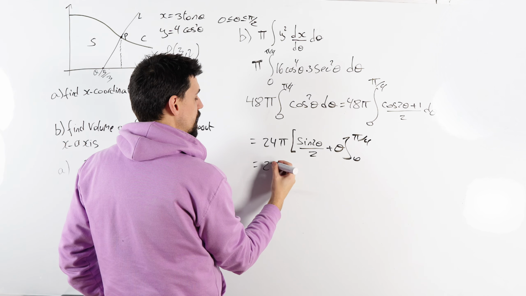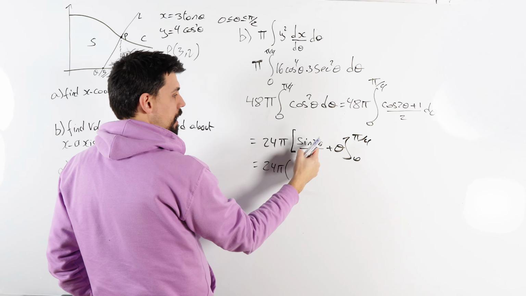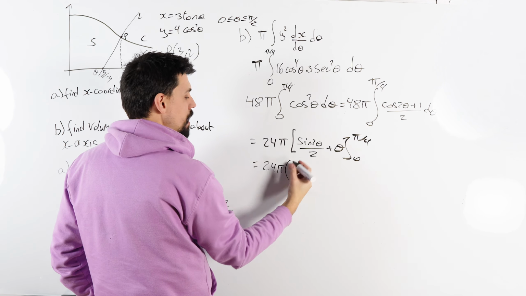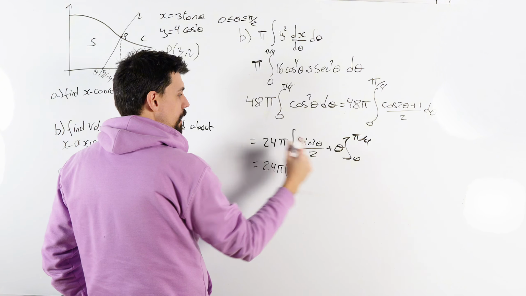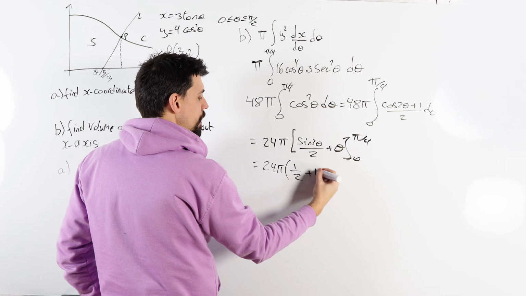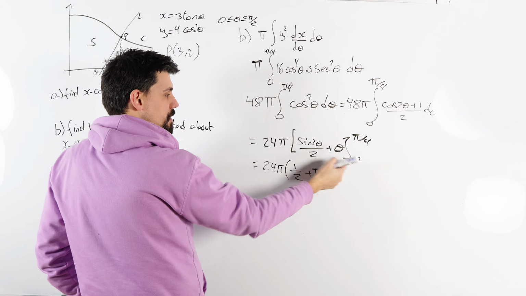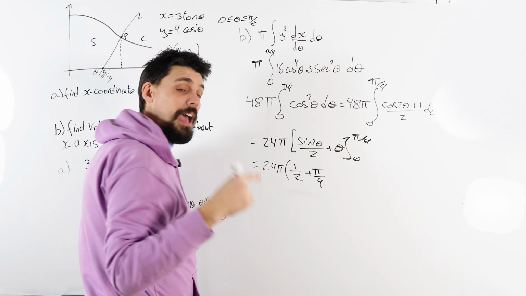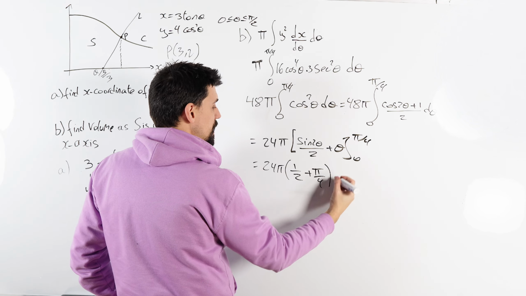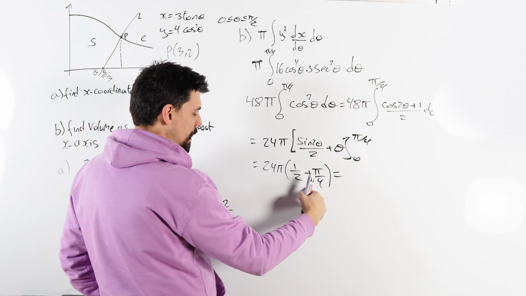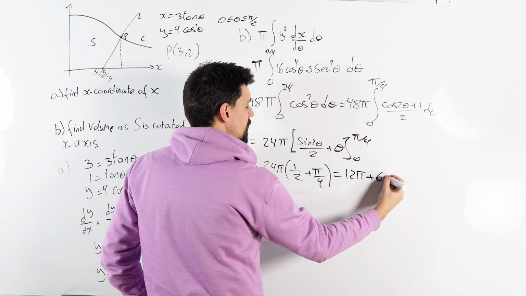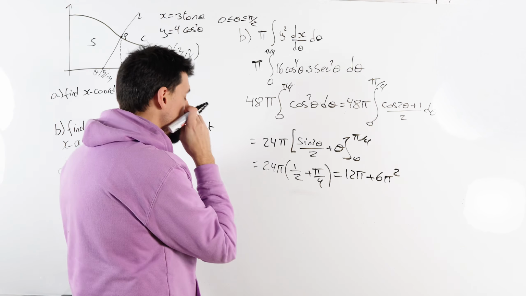So let's plug that in. That's 24 pi times sine of 2 pi over 4, which is sine of pi over 2, which is 1. So that will give me a 1/2. And then I get another pi over 4 from that. Let's take away the 0. Sine of 0 is 0. So that will give me this answer. And if we expand that out, I will get 12 pi plus 6 pi squared. And that's good. That feels good.